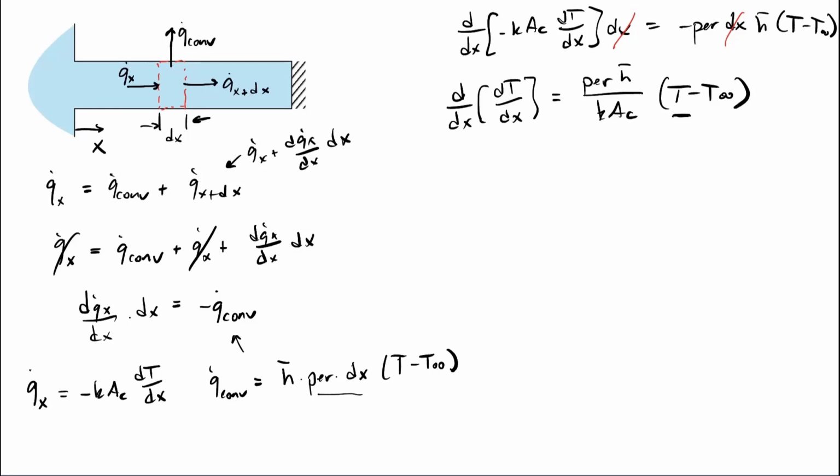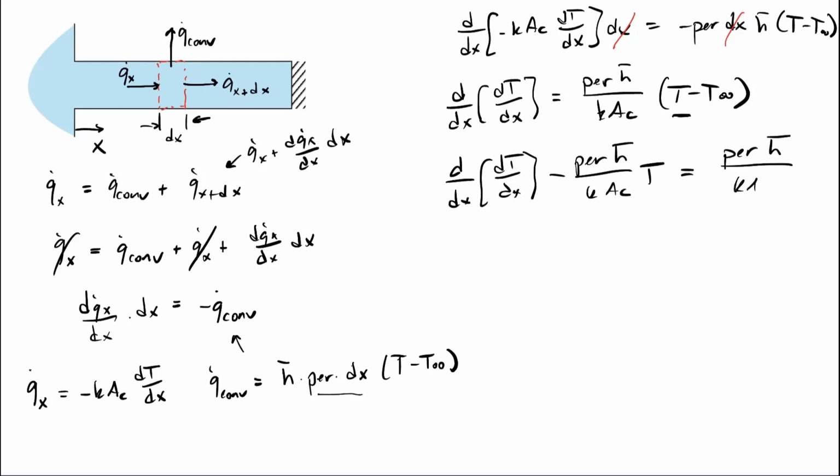So let's bring all the temperature stuff over here to the left: d/dx of dT/dx minus perimeter h bar over k Ac times T is equal to what's left on the right-hand side, which is perimeter h bar over k Ac times T infinity. Remember, T infinity is a constant here. So now we have stuff on the left and stuff on the right. What's on the right is a constant.